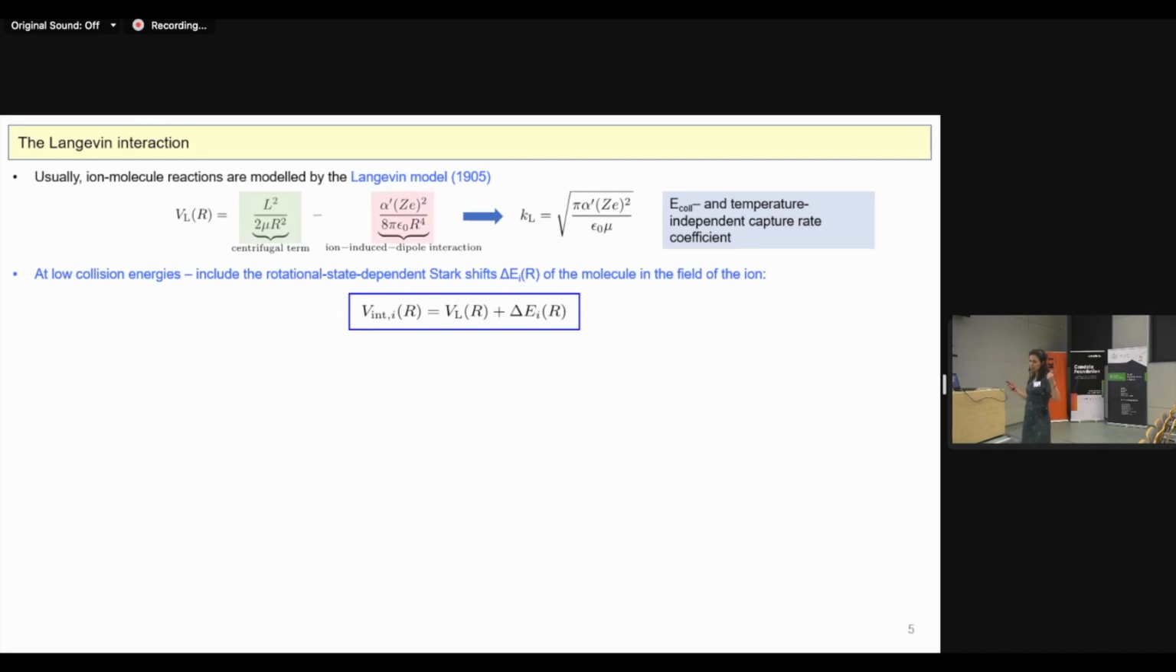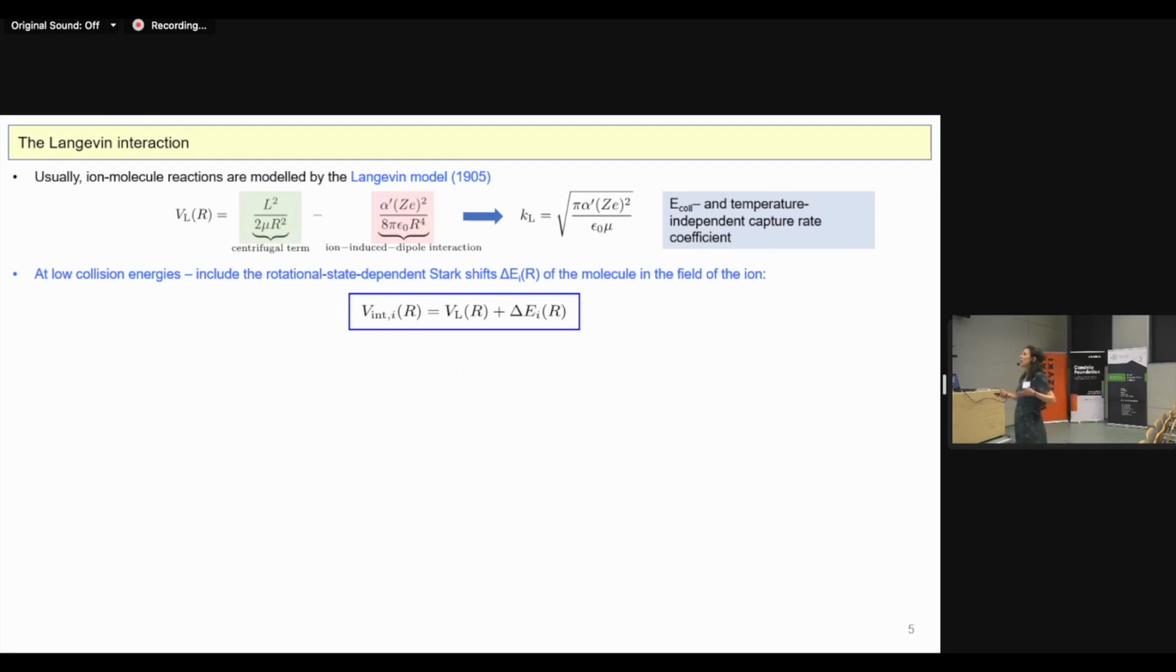So in other words, you just assume that your molecule is a polarizable object, but it doesn't really have any structure, so there is no dipole or quadrupole moments to it. One can show that this sort of potential leads to a rate, the Langevin rate, which does not depend on the temperature or the collision energy, only on the reduced mass of the system and the polarizability of the molecule.